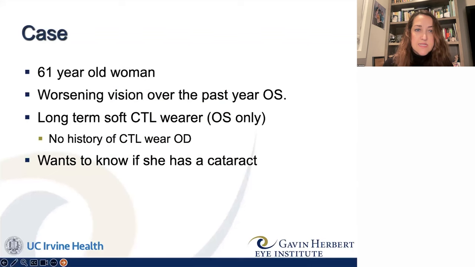And this is another case of a 61-year-old woman who came in. She had been wearing a contact lens for most of her adult life in her left eye only because she was a monovision patient, no history of contact lens wear in the right eye. And her vision had been worsening. She thought she had been developing a cataract. She came in for cataract evaluation.